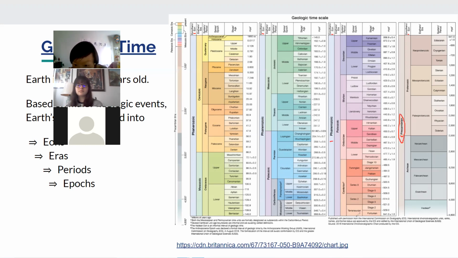Okay, how do we divide it? You see this ruler, okay? Basically, in the first eon, we don't have any life, okay? The second one, we start seeing life here, okay? And within it, we have different eras. So you can see, how many? We have this Paleozoic, okay? Paleozoic, you know, paleo means old, right? We also have this Mesozoic, okay?